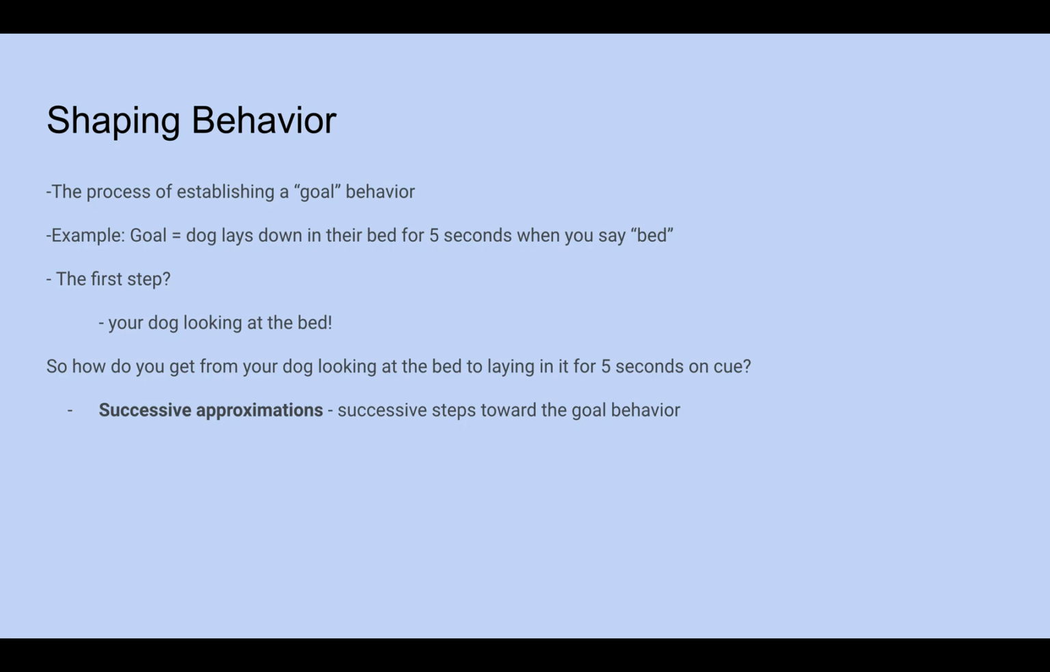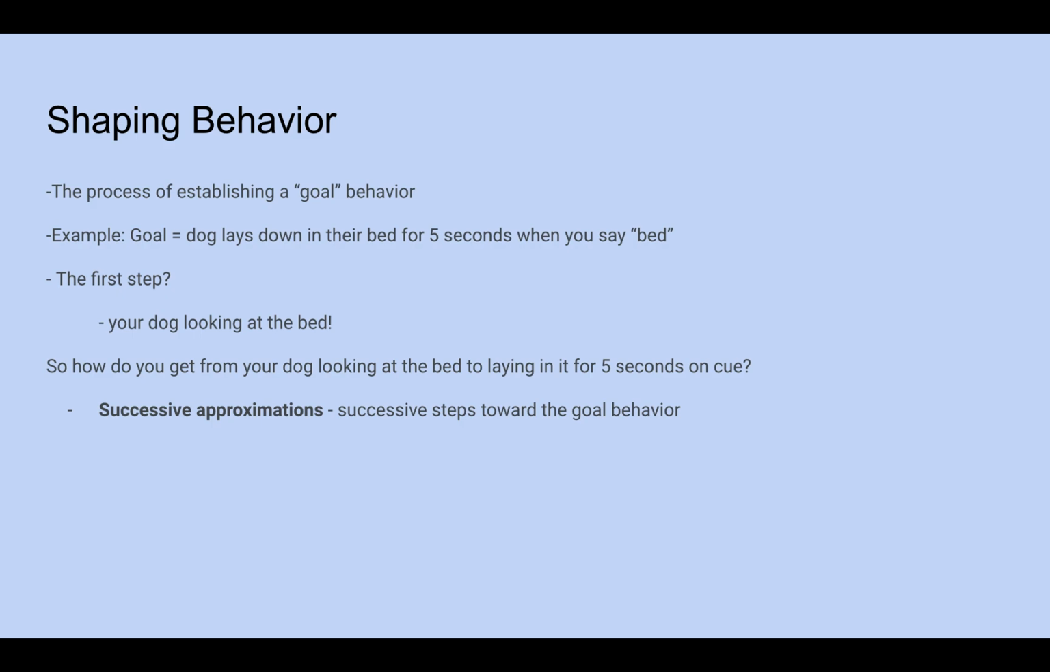So in this example, I'm using the goal of, I'd really love for my dog to go lay down in their bed for 5 seconds when I say the word bed. So what's the first step to starting that process if I'm letting my dog sort of figure this out in free behavior and I'm not even saying the word bed yet? The first step would be my dog looking at their bed. So the second they look at their bed, I'd mark yes, and then I'd reward them probably in their bed.